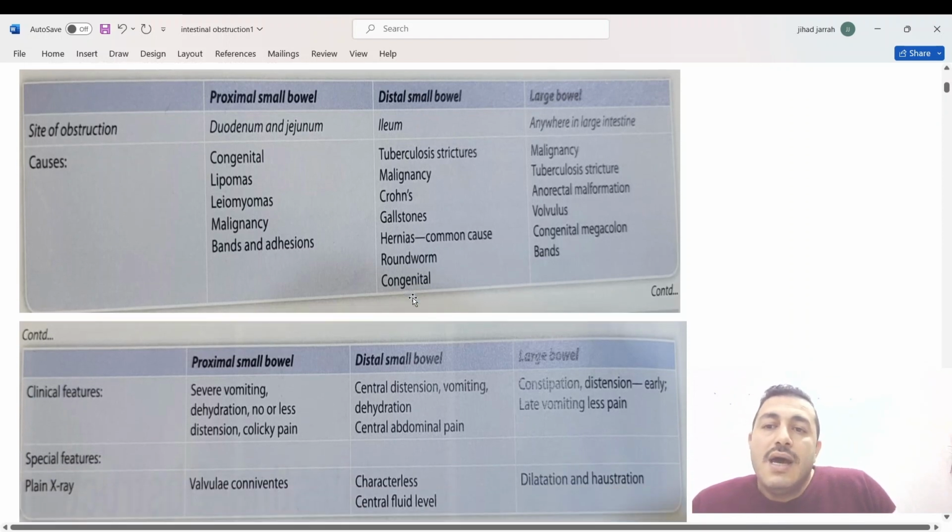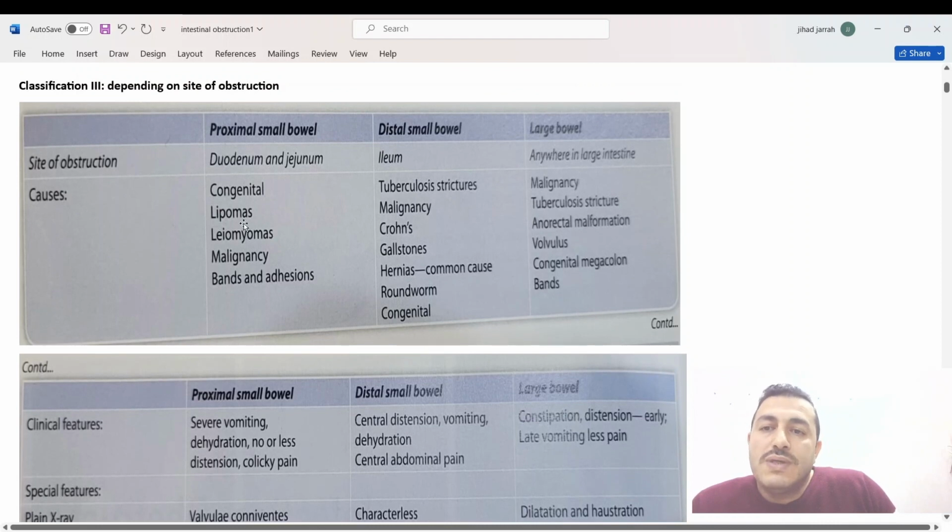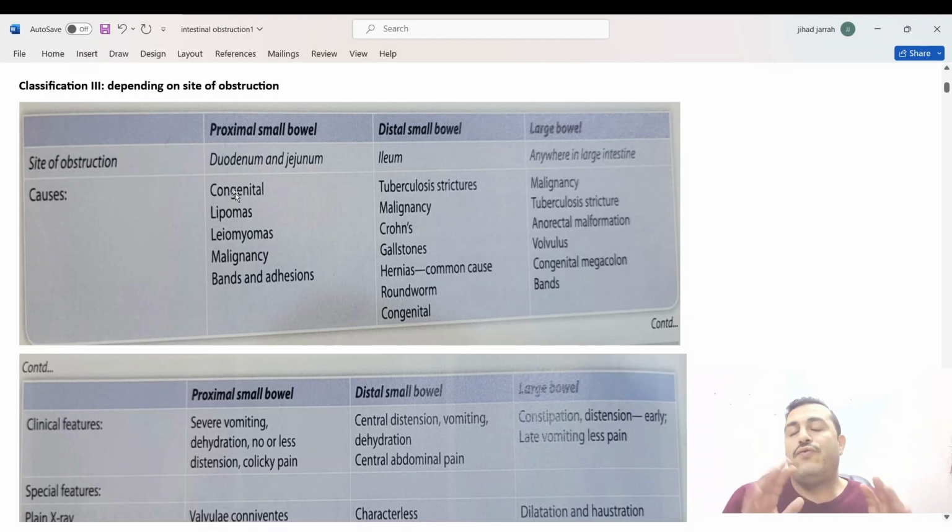Here they review some causes of proximal small bowel obstruction, and they said that congenital causes of intestinal obstruction are more prevalent in the upper GI tract, in the proximal small bowel. So congenital causes, lipomas, malignancies, leiomyomas, bands and adhesions. Examples of causes in the distal small bowel: tuberculosis, malignancies, Crohn disease.